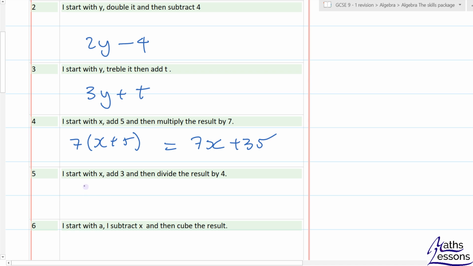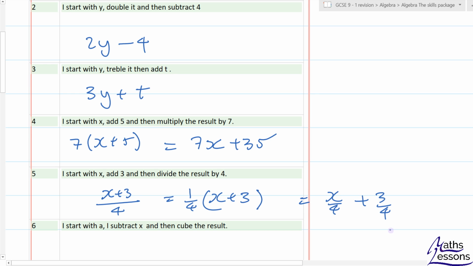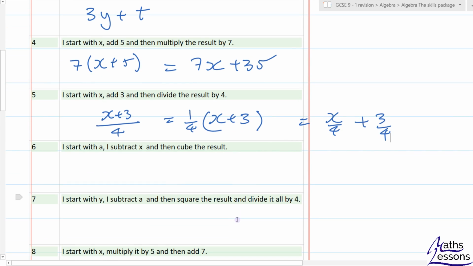Then in question 5, I start with x, add 3, then divide the result by 4. Or you could write it without brackets, x over 4 plus 3 over 4, dividing each term by 4. Just a couple more I had here, couldn't fit on screen. I'll give you 10 seconds to see if you can get those done.